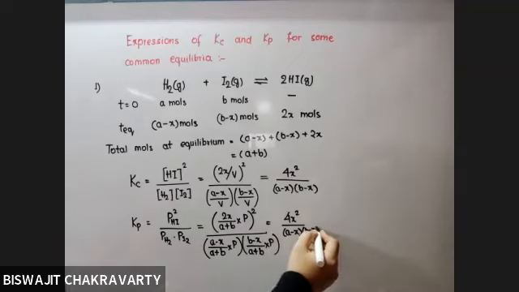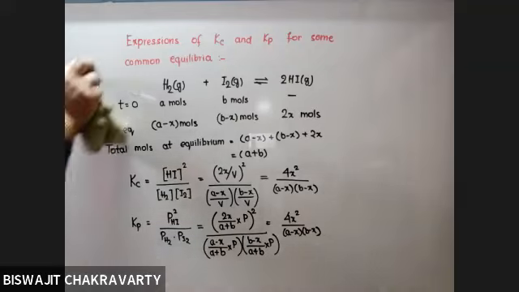Why is the Kp and Kc expression same for this particular equation? It is because the change in the number of moles is 0. So we know that Kp is equal to Kc into RT whole to the power delta Ng. If delta Ng is 0, then RT to the power 0 will be 1. So Kp and Kc expression will be same. Clear or not? So this is how we can get the relation for the first type of reaction in which delta Ng is 0.